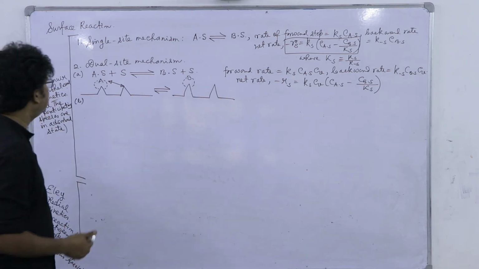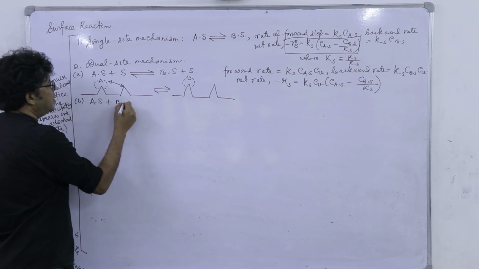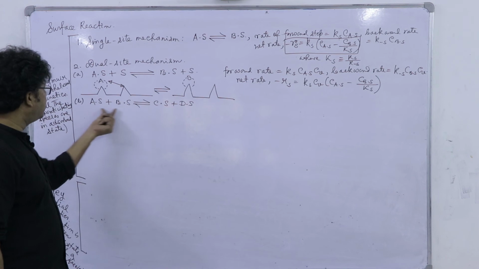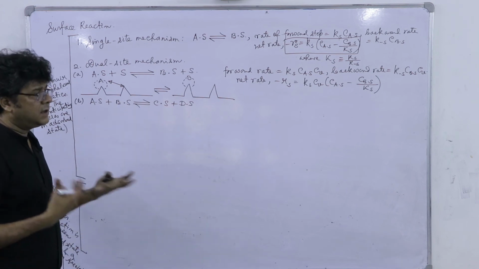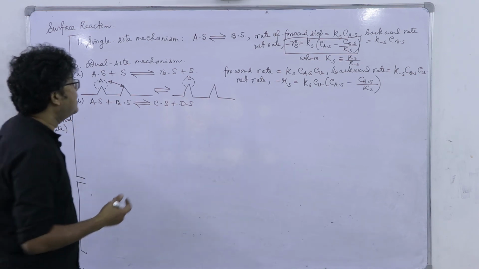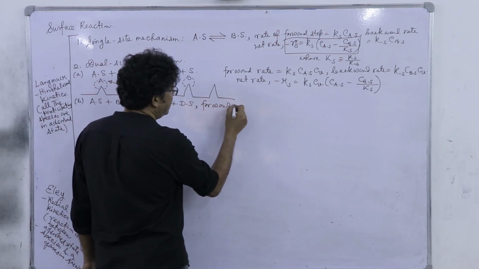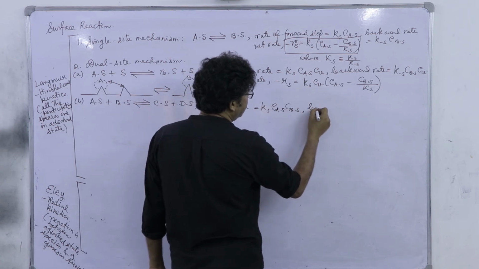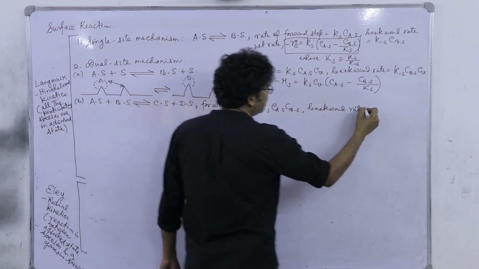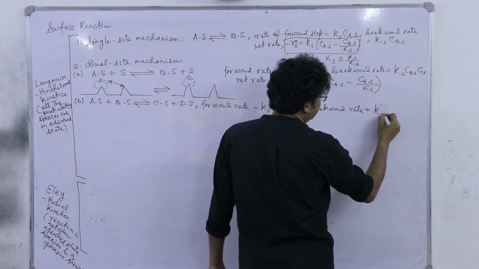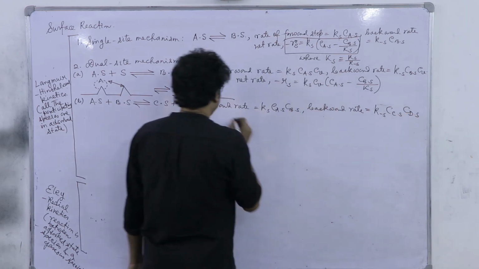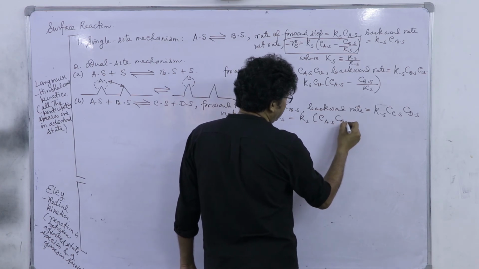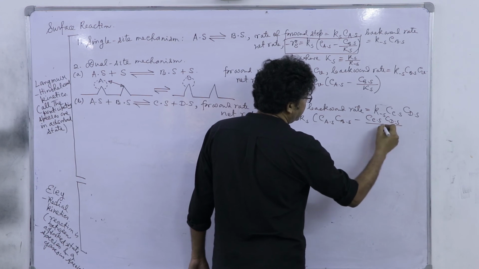So, second is the other dual site mechanism. Both may be in the adsorbed state, say A dot S plus B dot S giving C dot S plus D dot S. That is also a typical dual site mechanism, because two neighboring sites are interacting and both are containing adsorbed species, though different species, one is A, another is B. So, here the forward rate is Ks C of A dot S C of B dot S, backward rate K of minus S C of C dot S C of D dot S. So, net rate, which is minus Rs, is Ks C of A dot S C of B dot S minus C of C dot S C of D dot S divided by K capital S, right.